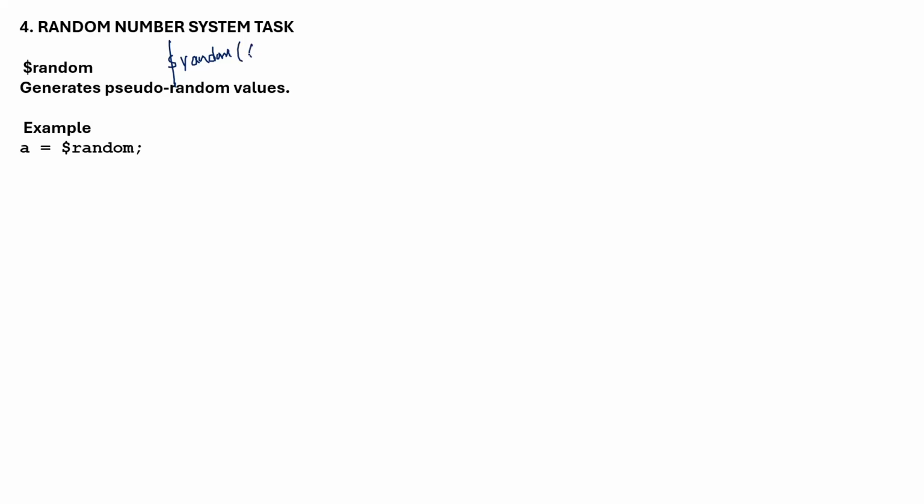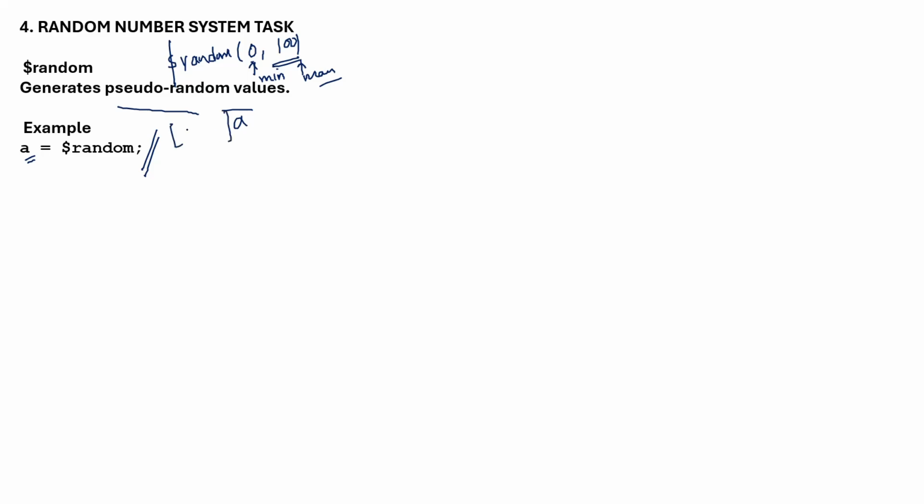So the range I'm mentioning is 0 to 100. This is the minimum value, this is the maximum value, and in between, any number I will get. Suppose you are using $random, which generates pseudo random values, like assigning a value equal to $random.